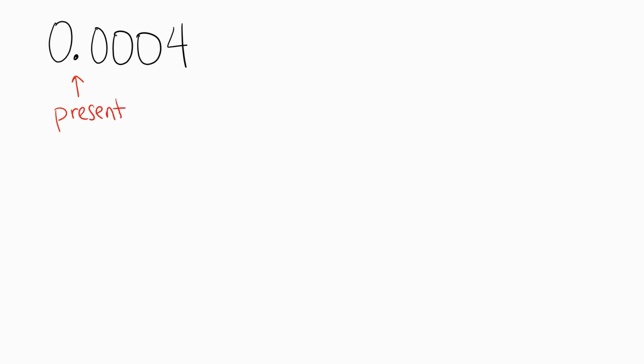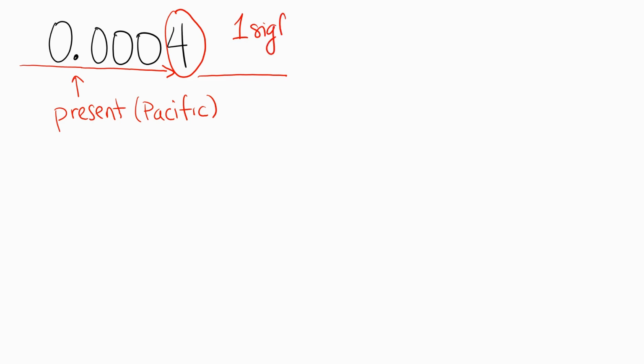So if we have this number, let's use a number to start with. 0.0004, let's say. In this number, the decimal point is present, which means I'm going to use the Pacific. I'm basically going to go from the left, which is where the Pacific is, and go all the way until I hit the first non-zero value. So what that tells me is that my first non-zero value is this 4. There are no values after it, and so I have one significant figure.